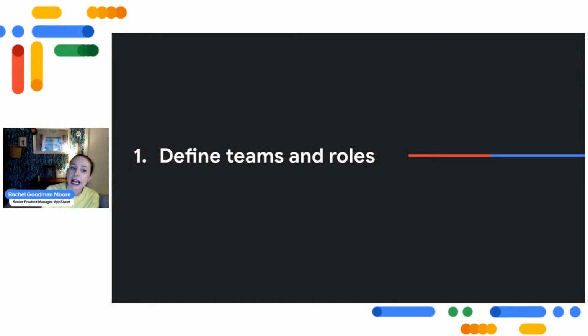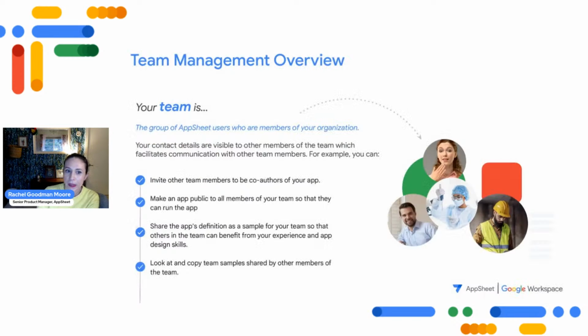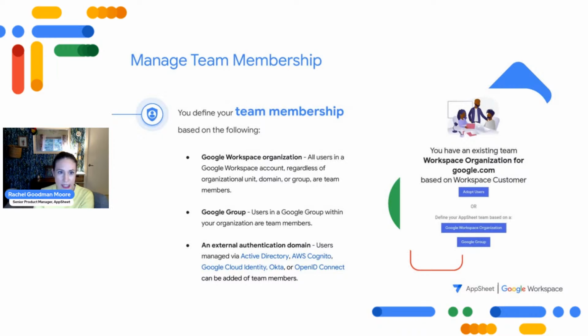So the first key setup task is to define teams and roles. Very quickly, what is a team? As I mentioned, a team is the group of AppSheet users who are within an organization, and notice that's a lowercase o organization. Within a team, these are all the people that can access out-of-the-box team shared data sources. They all have team-level policies applied to them. They can see app definitions for sample apps that are shared with the team.